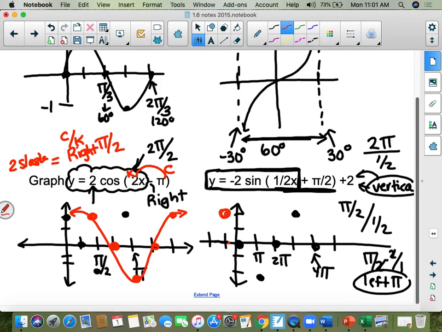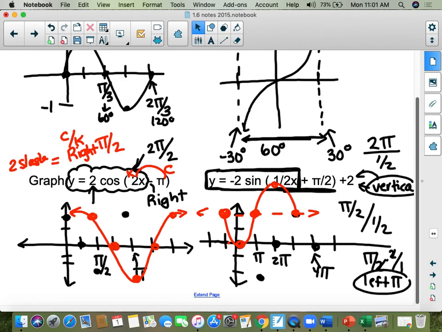So that dot went to the left 1 and up 2. This dot goes left 1 and up 2. Left 1 and up 2. Left 1 and up 2. And left 1 and up 2. This is my new graph, and they always, you can put your horizontal asymptote up there.